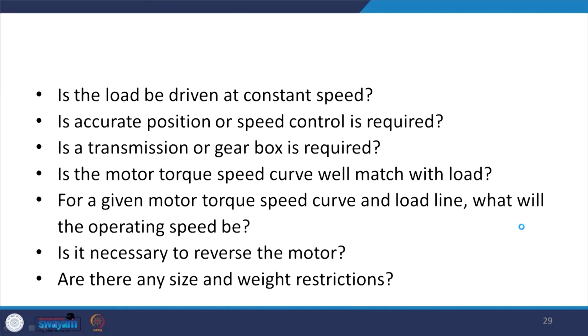Will the load be driven at a constant speed? Is accurate position or speed control required? Is a transmission or gearbox required? Why may a transmission or gearbox be needed? Many times high speed motors are available, but our speed requirement may be low or our torque requirement may be high. So, we need the gearbox, and a transmission system such as gears or belts you may require if your actuator is not at that particular position.